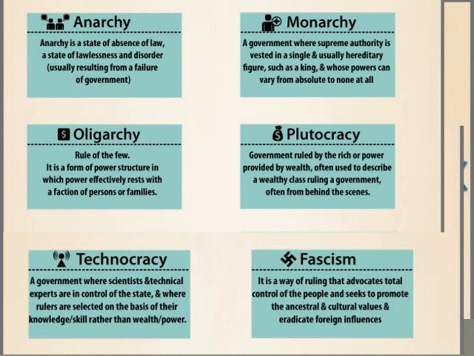An oligarchy is ruled by a few. As an example, some say that the Russian Federation is an oligarchy ruled by a small group of people.